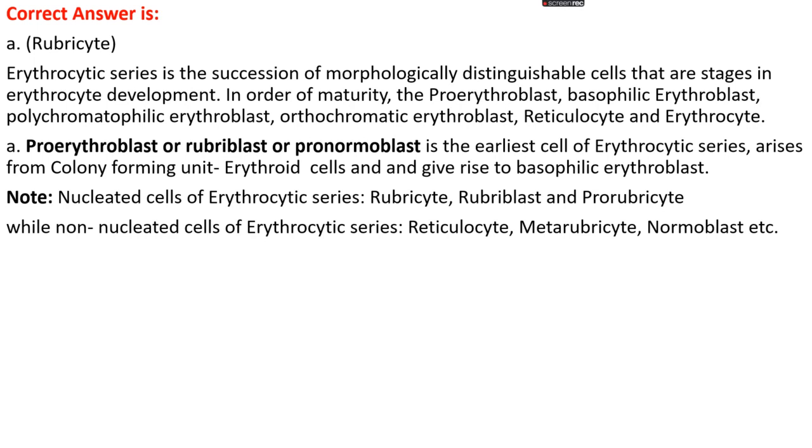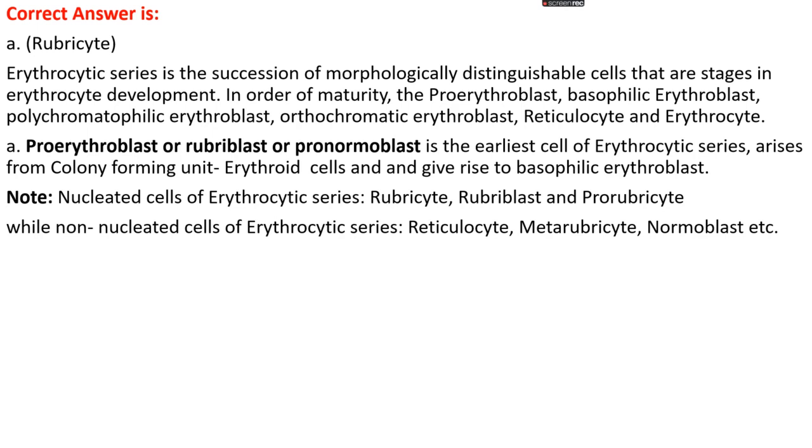The erythrocytic series is a succession of morphologically distinguishable cells that are stages in erythrocyte development. In order of maturity, the pro-erythroblast leads to the basophilic erythroblast, then the polychromatophilic erythroblast, then the orthochromatic erythroblast, then reticulocytes, and then erythrocytes. The pro-erythroblast, or rubriblast or pro-normoblast, is the earliest cell of the erythrocyte series, which arises from the colony forming unit, that is erythroid cells, and gives rise to the basophilic erythroblast.